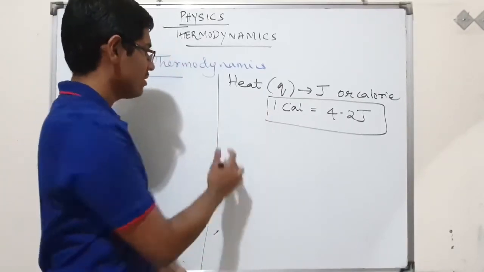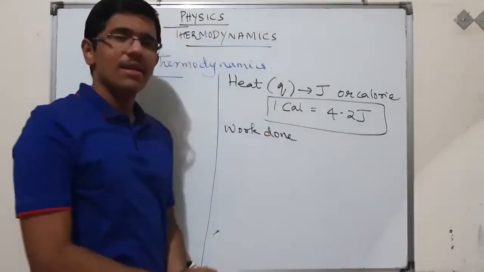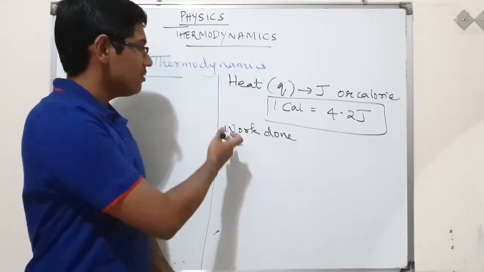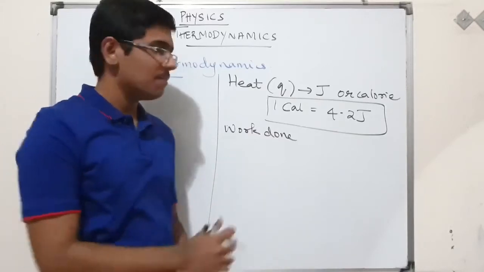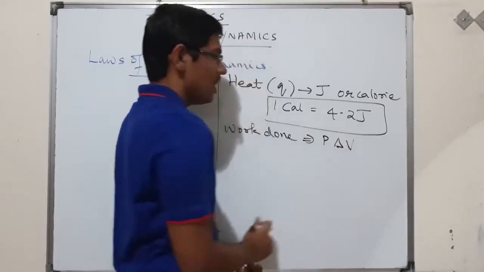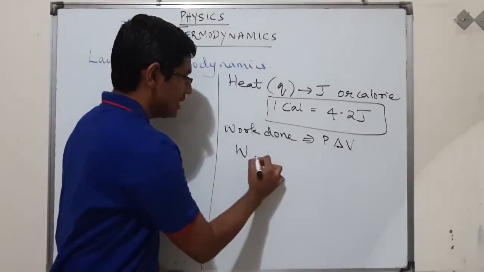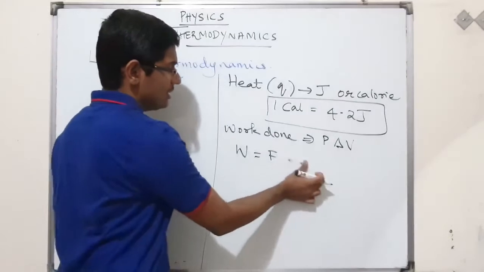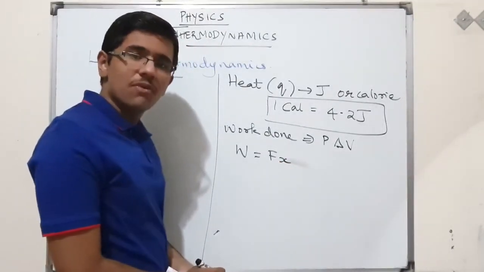Another is work done. This you are well familiar with in physics. Work done means a change in kinetic energy of a particular body, that we know. In thermodynamics, work done is simply the product of pressure and change in volume. How can we say it is pressure into change in volume? We know that work done is force into displacement, F into x, so I can write it as Fx also.